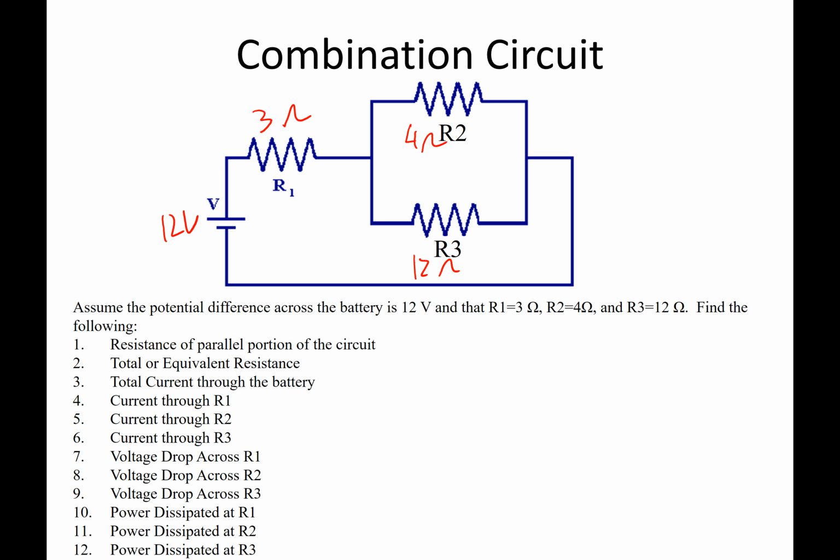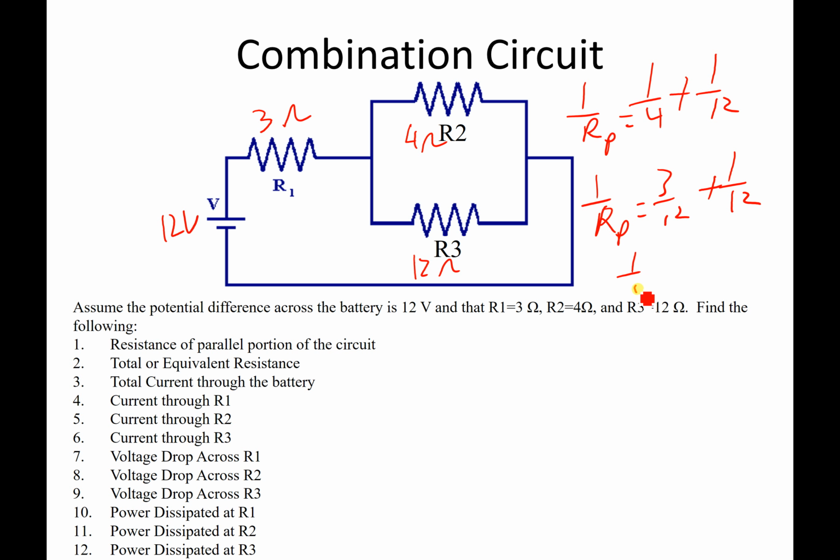First of all, we want to find the resistance of the parallel portion of the circuit. Remember, to do that, we're going to say 1 over the parallel resistance is equal to 1 over the first parallel resistor plus 1 over the second parallel resistor. We're going to get a common denominator of 12. So we get 3/12 plus 1/12. So 1 over RP is equal to 4 over 12. We've got to flip both sides of this equation. So RP is equal to 12 over 4, or 3 ohms.